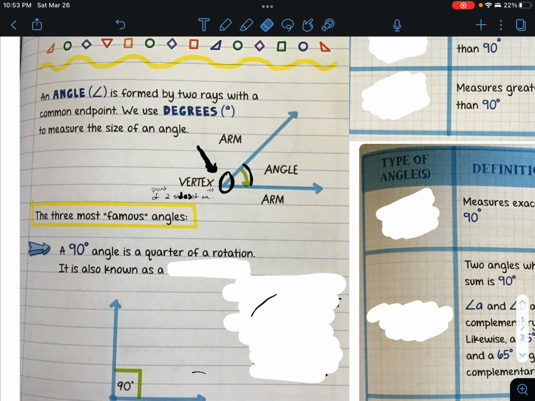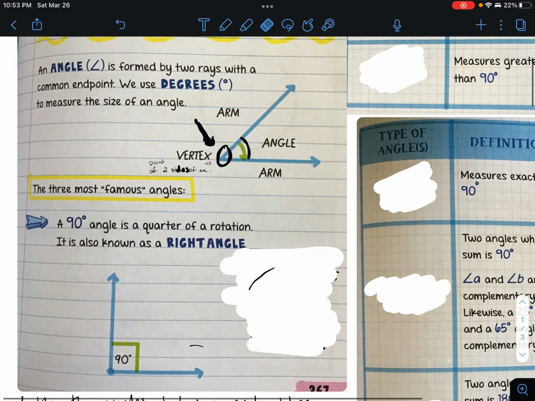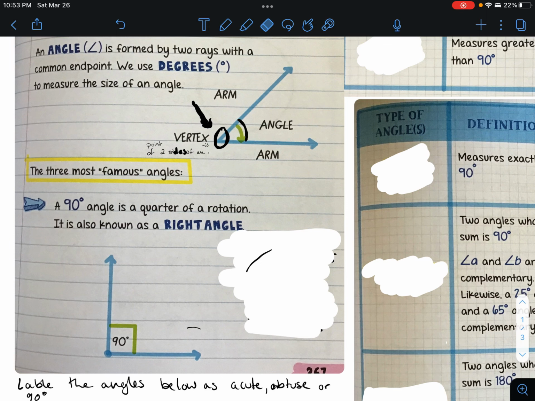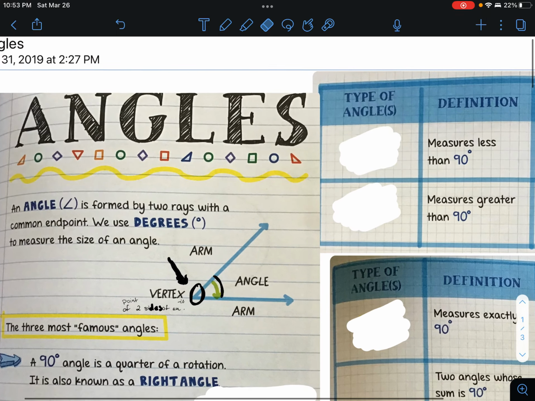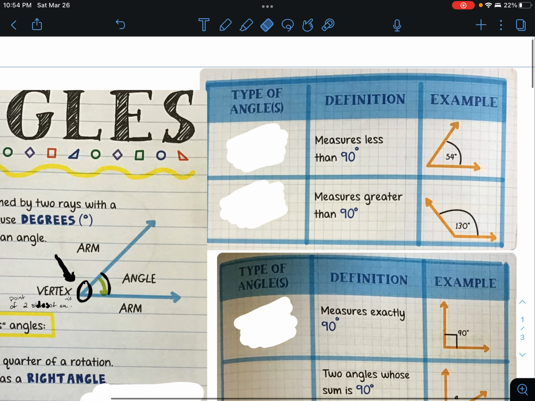A 90-degree angle is a quarter of a rotation. It is also known as a right angle. So right angles are 90-degree angles, and they have to be exactly 90 degrees. Okay, now see if you can answer this one first. Angles that measure less than 90. All right, those are acute angles. Acute angles are angles that are less than 90.